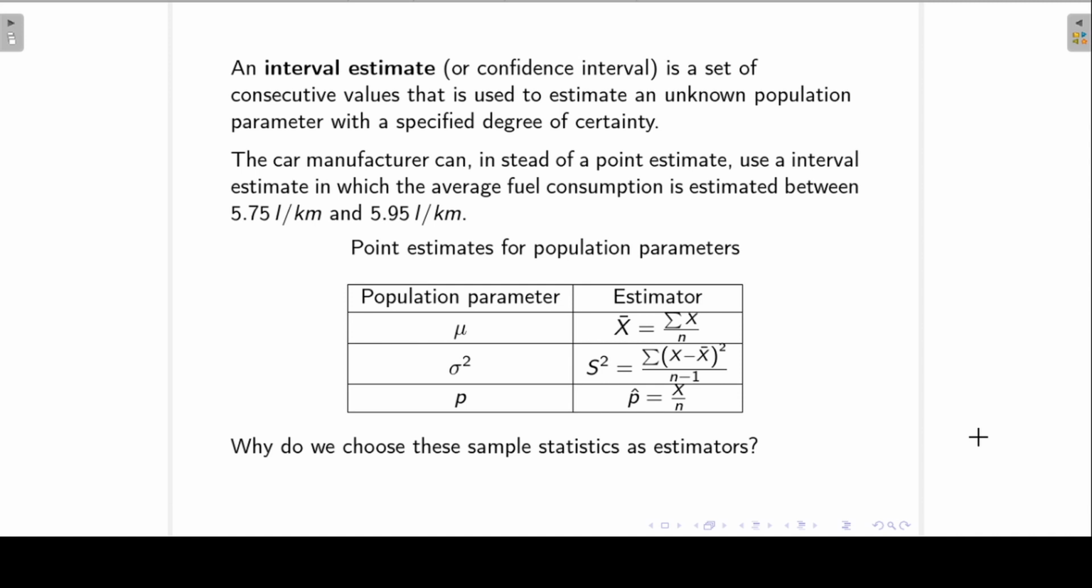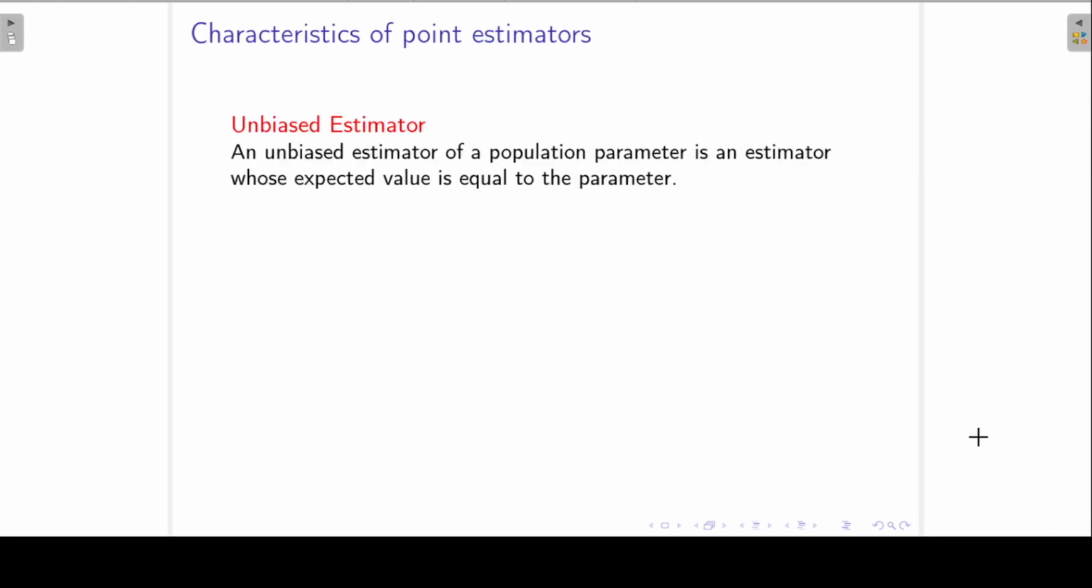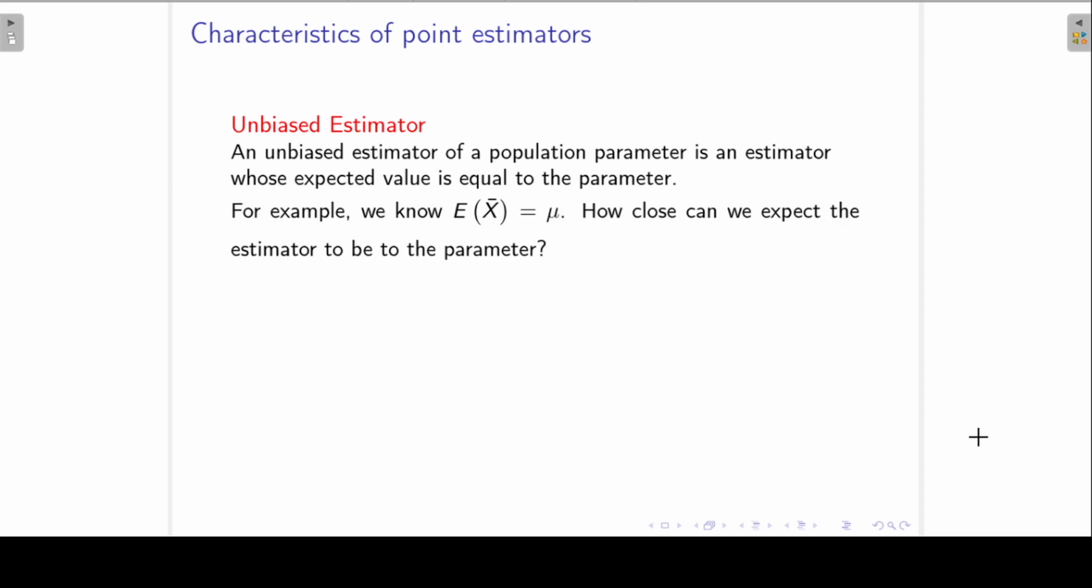And we will now look at 3 of those measures. First of all, an unbiased estimator. An unbiased estimator of a population parameter is an estimator whose expected value is equal to the parameter. If you think back to the sampling distribution of the sample mean, you will remember that the expected value of the sample mean, or the mean of the sample mean, is equal to the population mean mu.